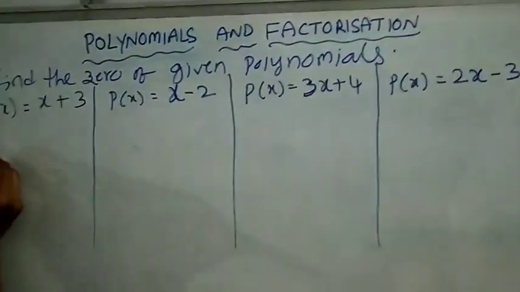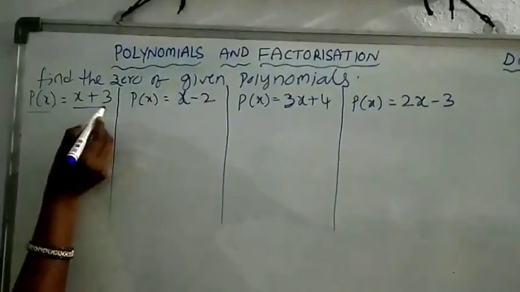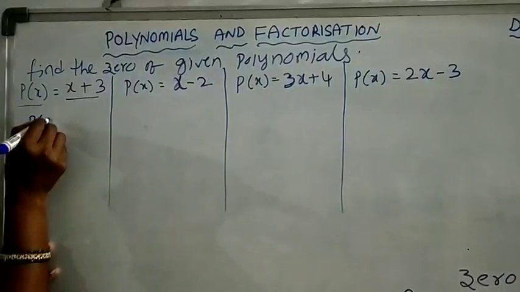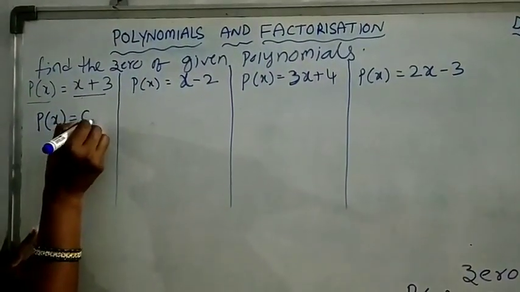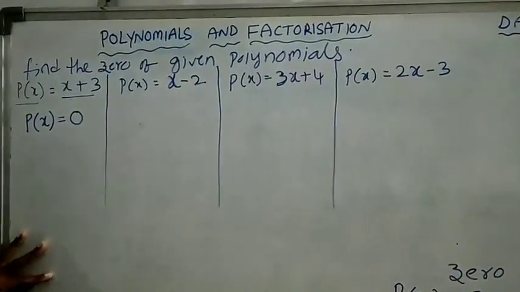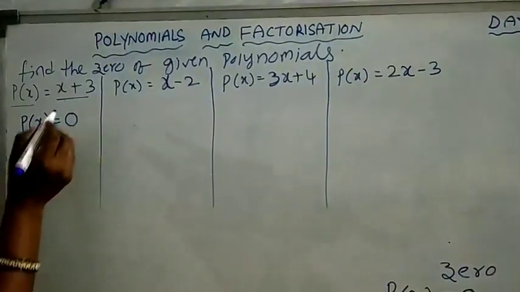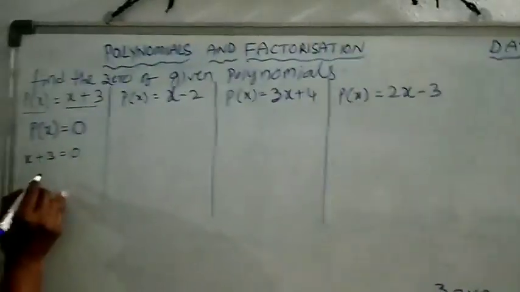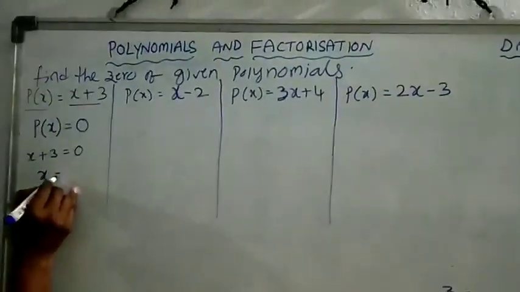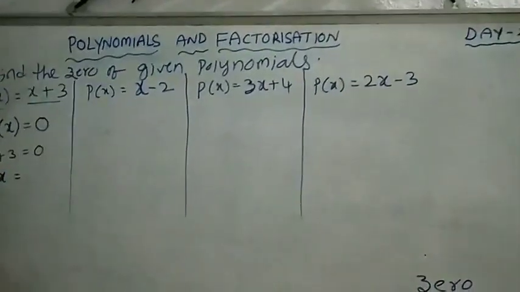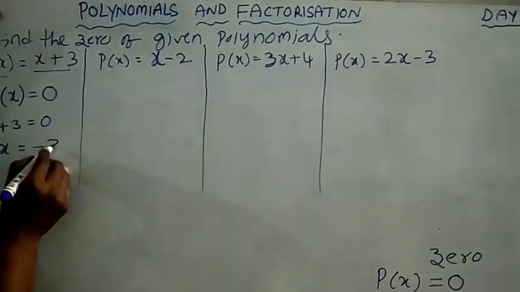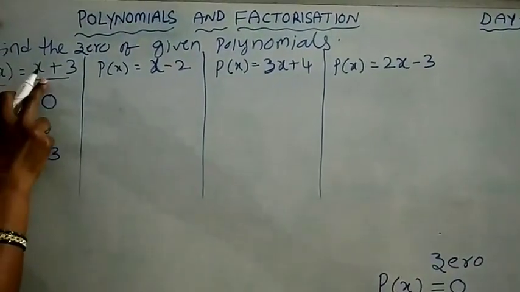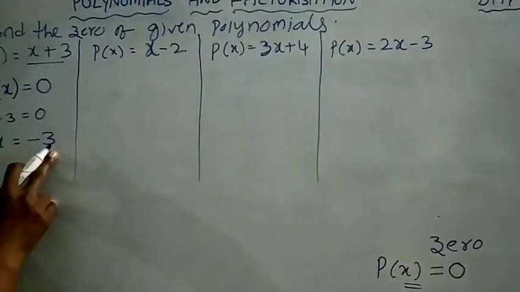Okay, children. P of x is equal to x plus 3. What is the zero of the polynomial? To find the zero of the polynomial, we have to equate the given polynomial to 0. Let P of x is equal to 0. That means x plus 3 equal to 0. So, if x plus 3 is equal to 0, x is equal to minus 3. So, here the zero of the given polynomial x plus 3 is minus 3.